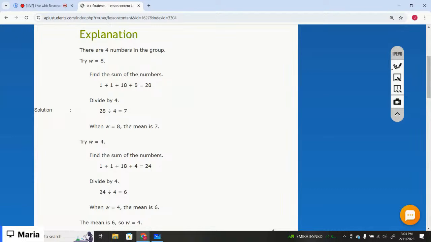So now try W equals 4. That is 18 plus 4 plus 1 plus 6. That is 24 divided by 4 equals 6. So see, when you substituted W equals 4, the mean is 6. That means the mean is 6. So W equals 4.